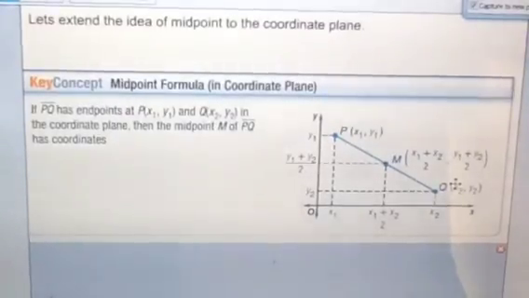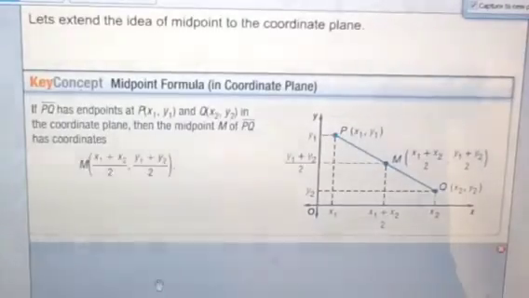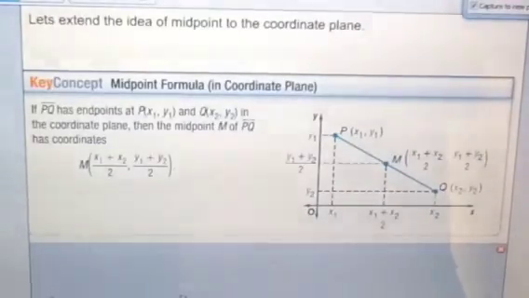And that's my midpoint. Here we go. If PQ has endpoints at P, x sub 1, y sub 1, and Q, x sub 2, y sub 2 in the coordinate plane, then the midpoint M of line segment PQ has the following coordinates. All right, let's look at one example.